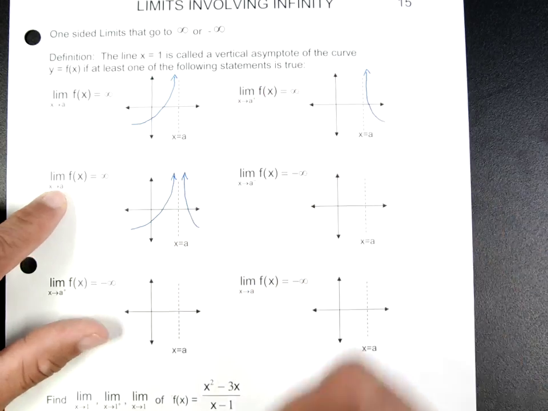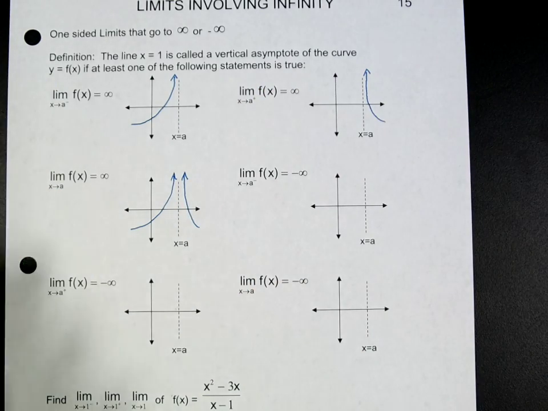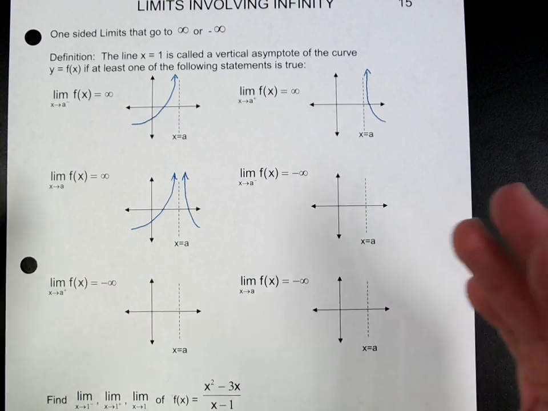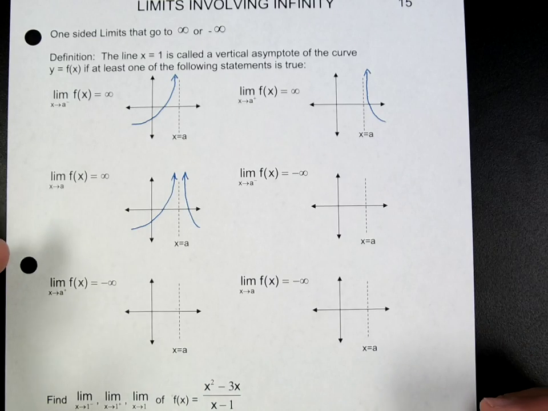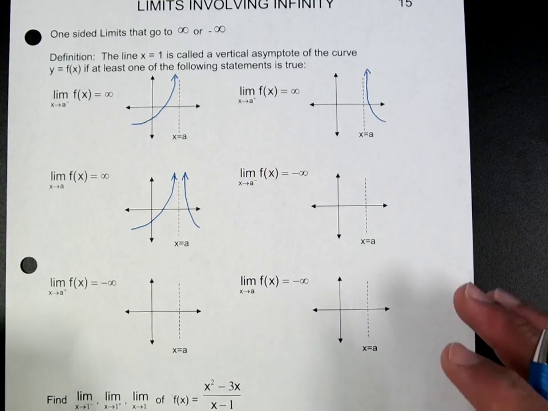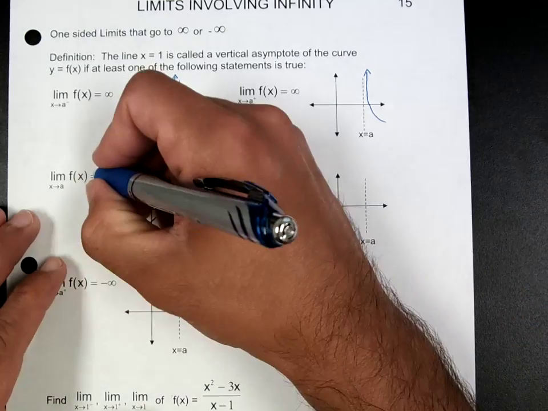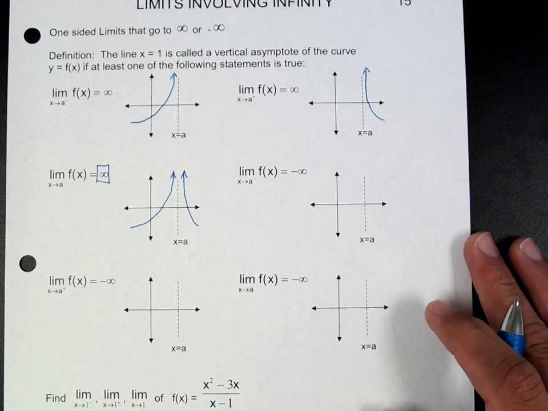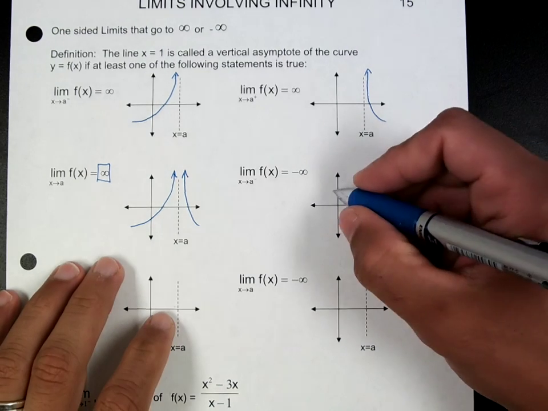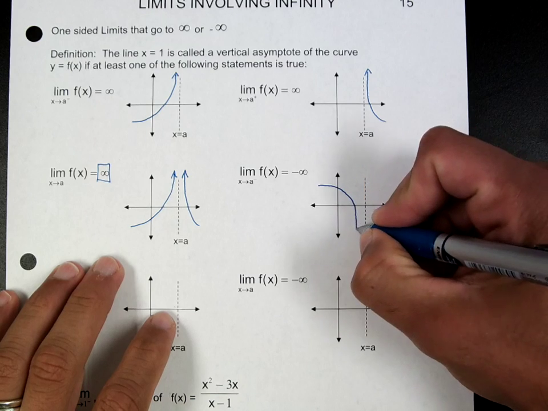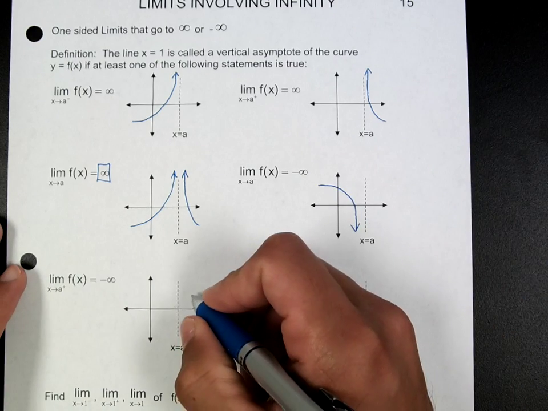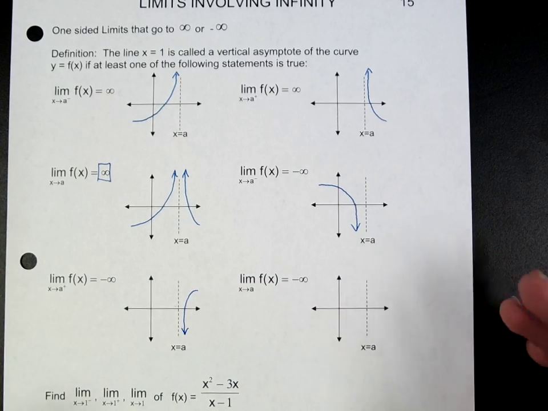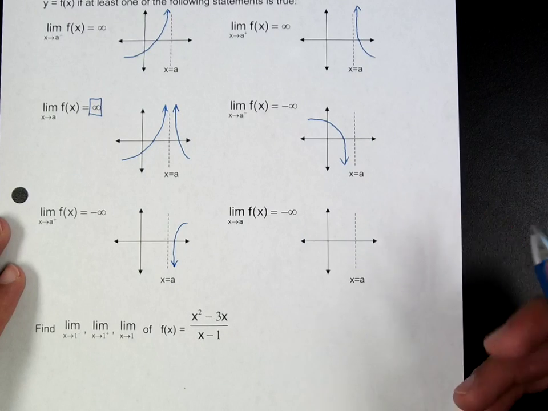Again, the definition is very similar to what we talked about in the past. If the limit from the left and the limit from the right are the same value, then your limit at that point is the value equivalent to those two. So that's the definition of a vertical asymptote. Alternatively, if the limit from the left is going to negative infinity, and the limit from the right is also going to negative infinity, then the limit as x approaches a would be negative infinity.